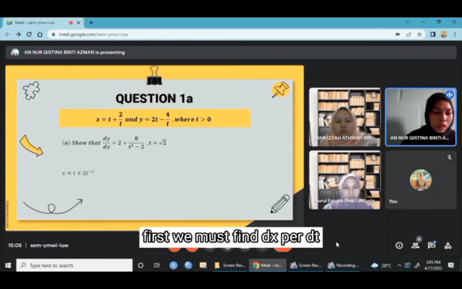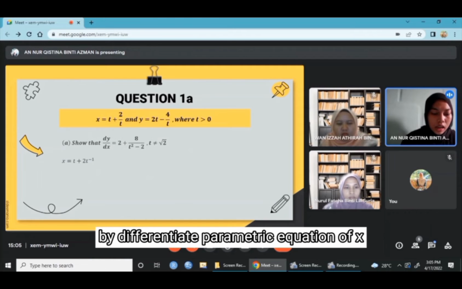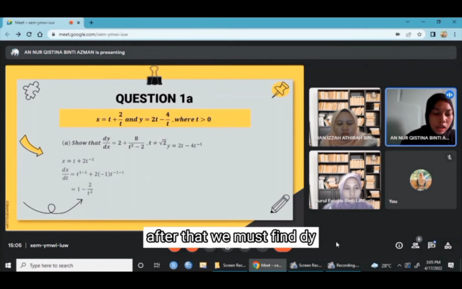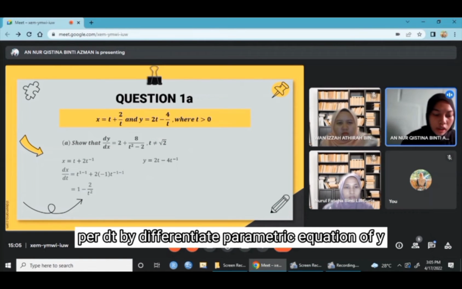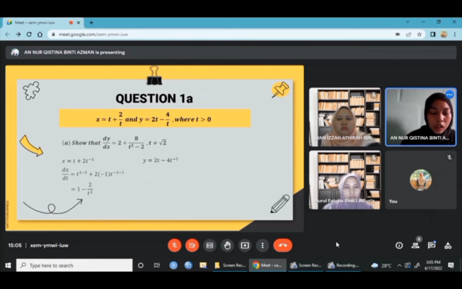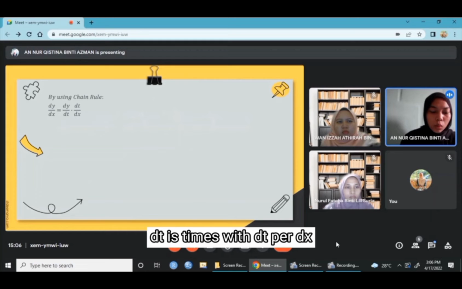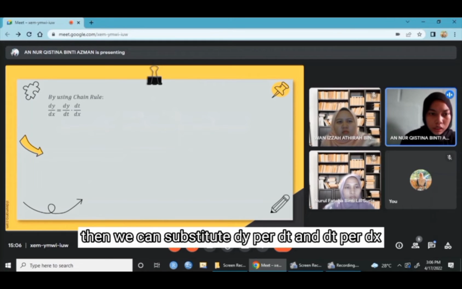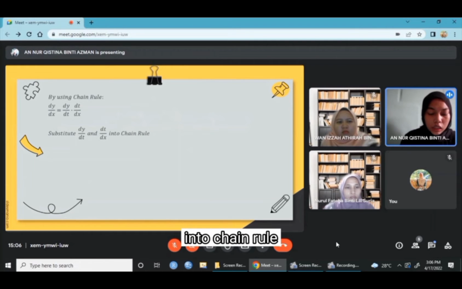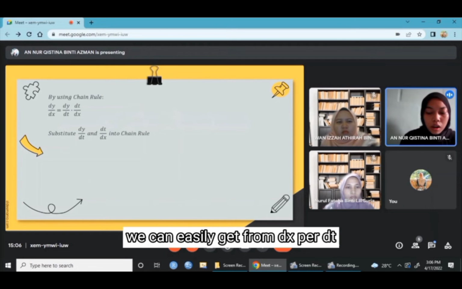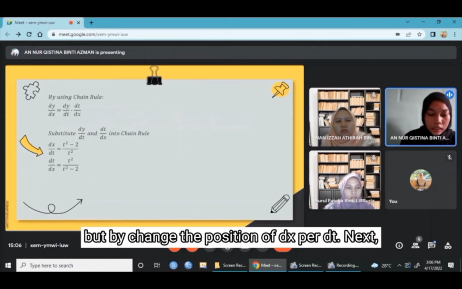To solve this question, first we must find dx per dt by differentiating the parametric equation of x. After that, we must find dy per dt by differentiating the parametric equation of y. To obtain dy per dx, we must use the chain rule, which is dy per dt times dt per dx. Then we can substitute dy per dt and dt per dx into the chain rule. For dt per dx, we can easily get it from dx per dt by changing the position of dx per dt.